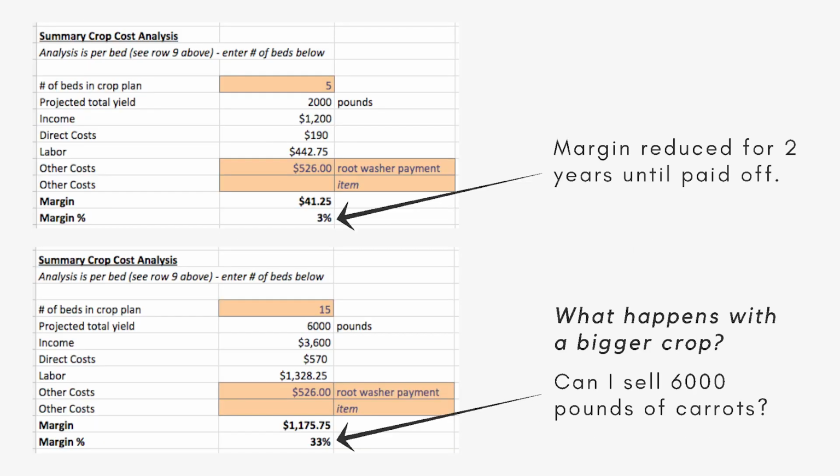And then what happens if I have 15 beds in the crop plan instead of 5? With the root washer, I can still bring my margin back up to 33% because I'm spreading that expense over a lot more root vegetables. But you need more land to be able to do that.